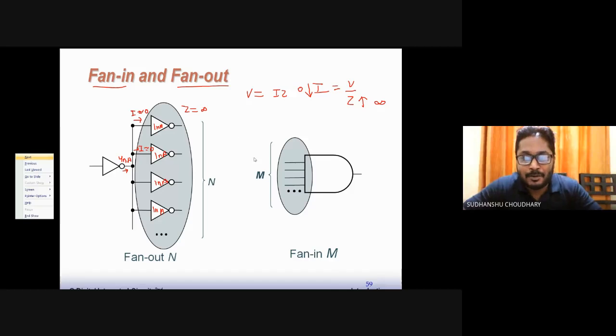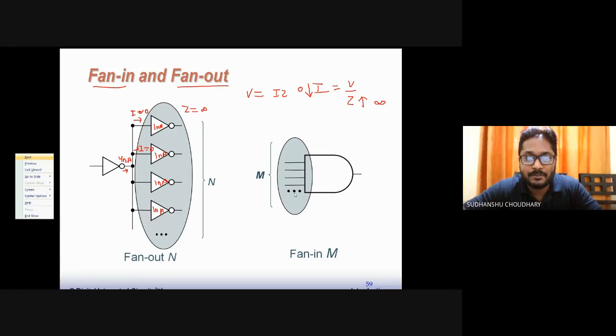Now similarly, if we talk about the fan in, for example here, M represents fan in. Fan in means the number of inputs that can be connected to a particular gate. If the number of inputs is increasing, that means my circuit is also becoming more complex. So this is one of the problems, that if you have a large fan in, the circuit becomes more complex, and sometimes it becomes very slow and power hungry also.